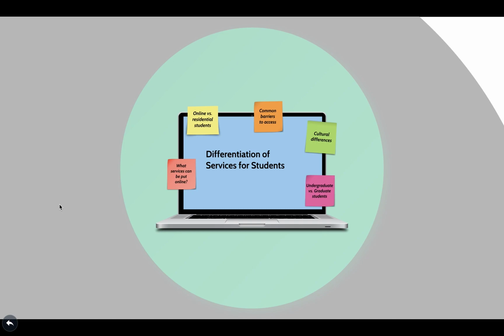Our last point on differentiation is the digitization of student services. One important aspect of differentiation is the option to access student services online or in person. While some services can easily make the transition to the digital space and be automated to free up service providers, the digitization of others generates concern.